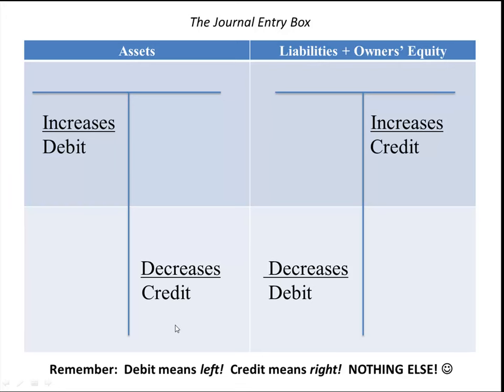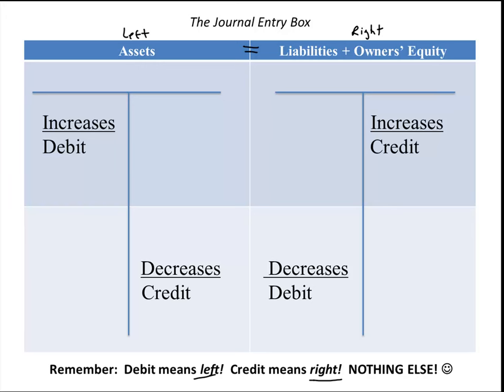Now, what's really nice about the journal entry box is that it overlays two systems of keeping track of things, two systems that both have lefts and rights. You'll notice up on top, we've got our assets equal to our liabilities and our owner's equity. We have a left side of our equation, and we have a right side of our equation. Similarly, we're going to introduce two words: the word debit, which means left, and the word credit, which means right. And those are the only things that those mean. You used to think you knew what the word debit means, and forget about it. Debit means left, and that's all there is.